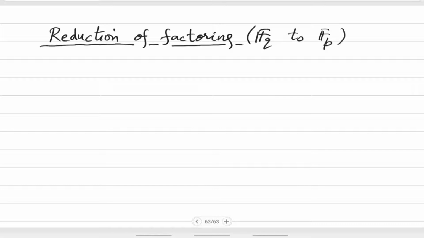So FP to FQ is actually trivial, but FQ to FP is non-trivial, right? So the non-trivial thing we'll do, and then the two will become equivalent.